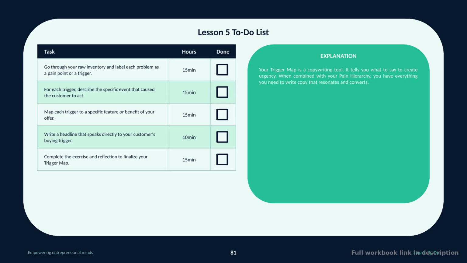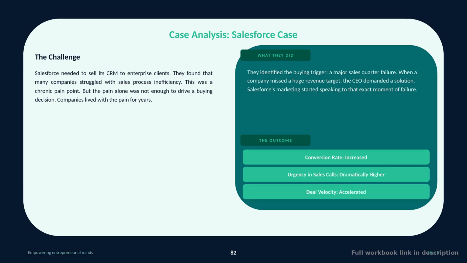Your trigger map is a copywriting tool. It tells you what to say to create urgency. Let's look at the Salesforce case. Salesforce needed to sell its CRM to enterprise clients. They found that many companies struggled with sales process inefficiency. This was a chronic pain point.